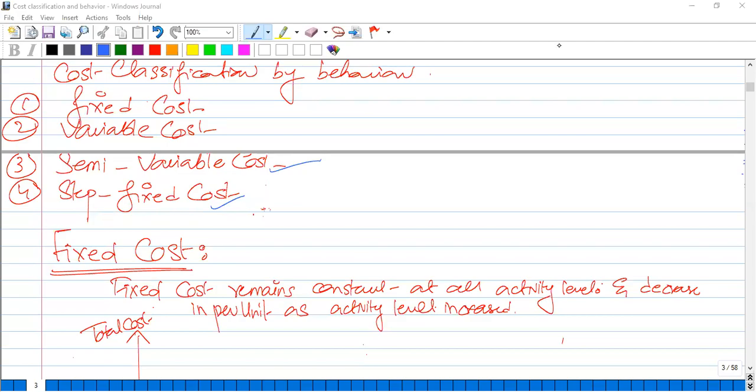Hello students. Today we will discuss cost classification by behavior. There are four behaviors of cost: fixed cost, variable cost, semi-variable cost, and step fixed cost.